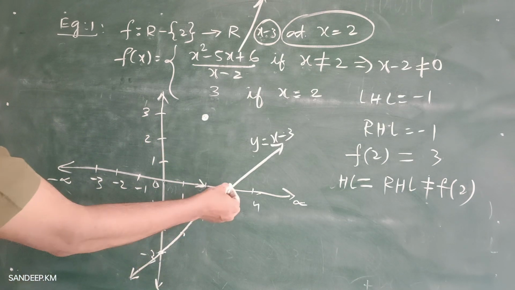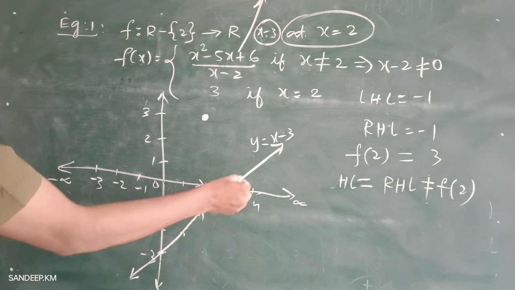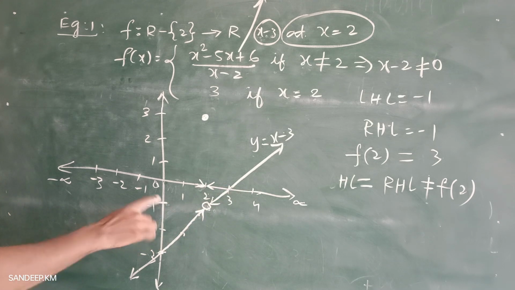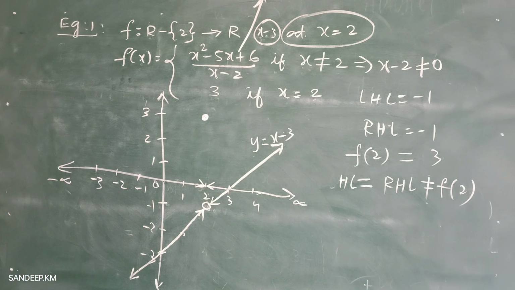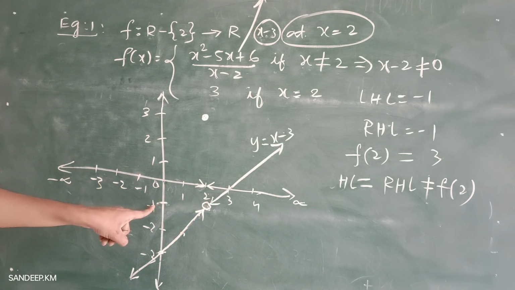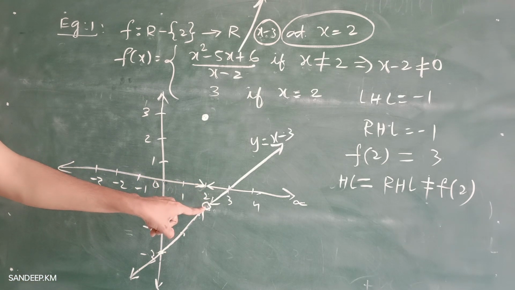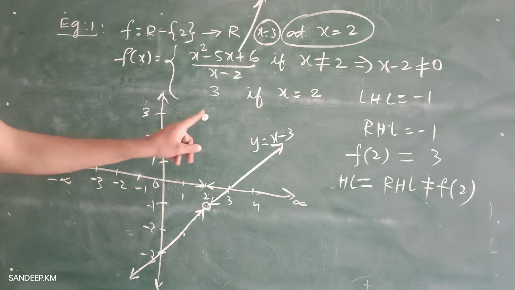Similarly, when the input is approaching 2 from the right side, the output is approaching the same number, minus 1. That's why the left hand limit is minus 1 and the right hand limit is minus 1. But what is the value of the function? When the input is exactly equal to 2, it is not minus 1, it is 3.